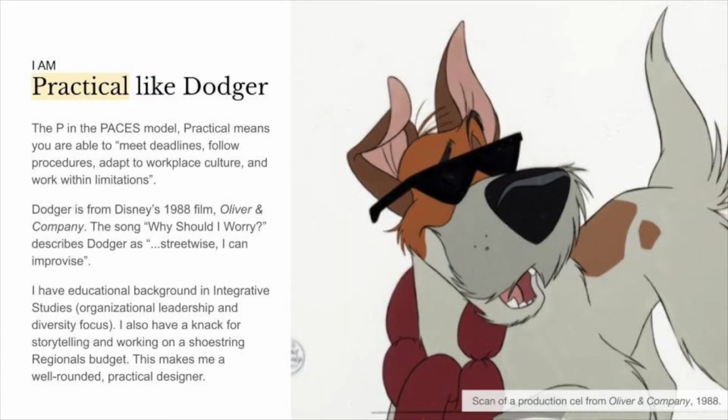The P in the PACES model stands for practical, and that means that you're able to meet deadlines, follow procedures, adapt to workplace culture, and work within limitations. When comparing myself to the PACES model, I like to think that I'm practical like Dodger. Dodger is a character from Disney's 1988 film Oliver and Company. The song Why Should I Worry describes Dodger as streetwise, I can improvise.